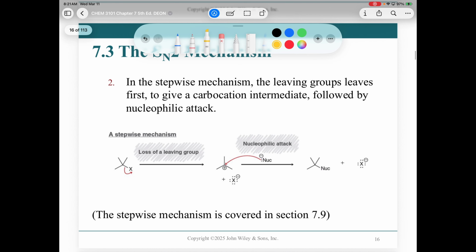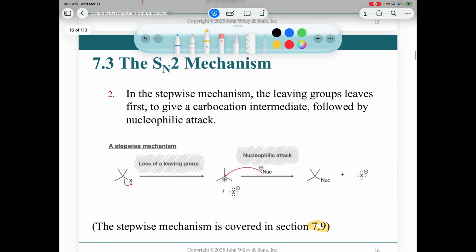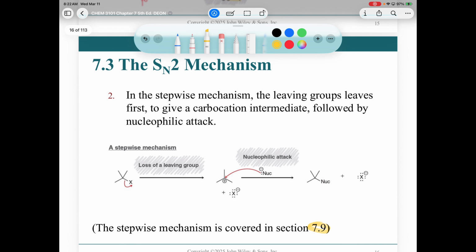However, we're not going to look at this today because it's section 7.9. I doubt we'll get there; we'll maybe do it Friday. When you have the stepwise mechanism, this is an SN1 reaction, right? It's SN1 at a time. First you get a loss of leaving group, and then you get a nucleophilic attack.